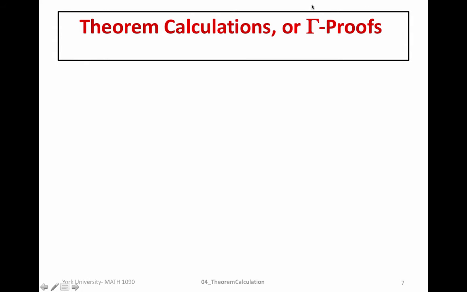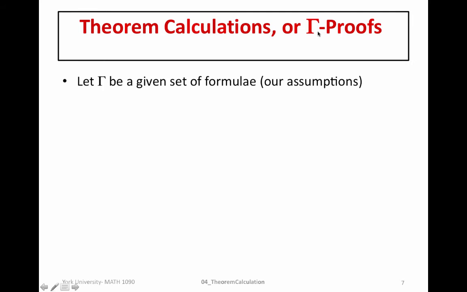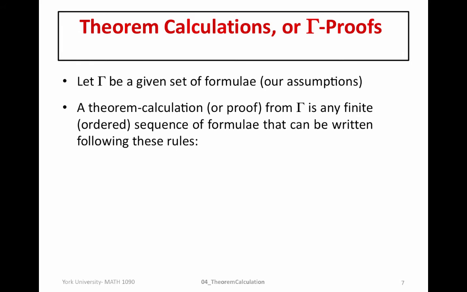So recall, gamma is our set of assumptions. So let gamma be a given set of formulae, our assumptions. So gamma could be empty or could consist of finitely many well-formed formulae. We're going to take those to be true and use them to develop new truths. So a theorem calculation or proof from gamma is any finite ordered sequence of well-formed formulae that follow the following rules.